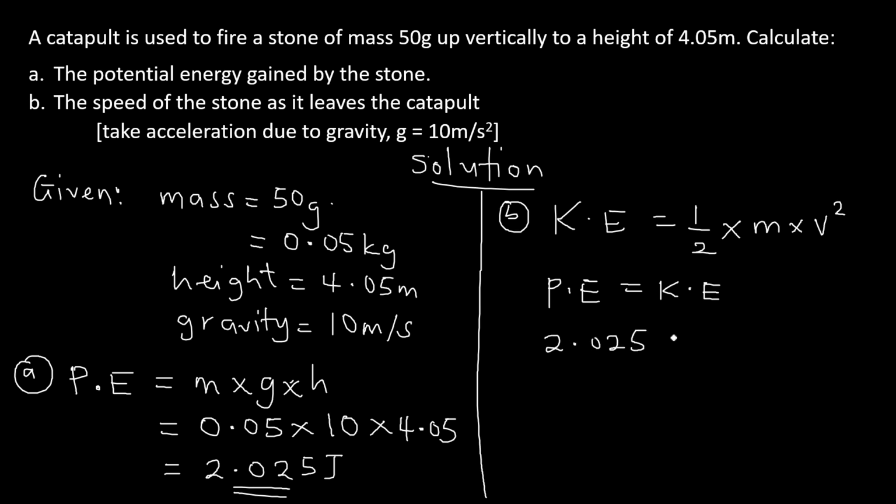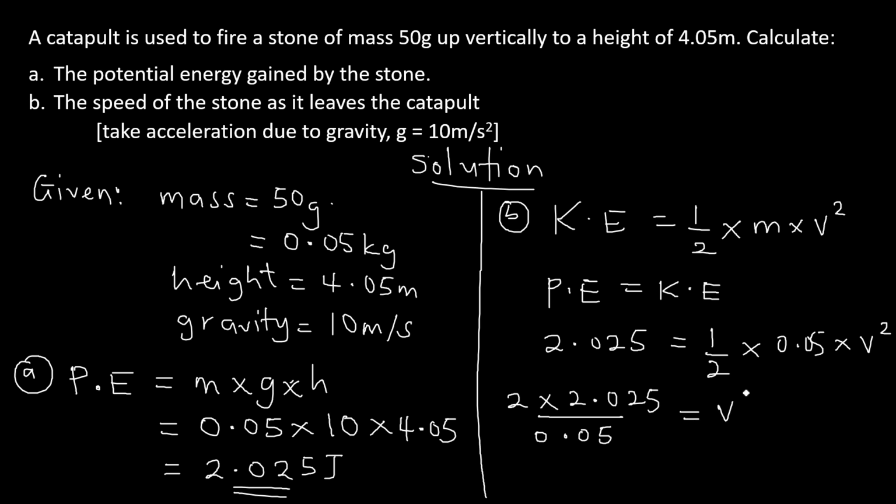So that means we can just put 2.025 joules equal to half times the mass. The mass is 0.05 kilograms, times V squared. So we'll just multiply through by 2 and divide by 0.05. And that should give us the value for V squared. So we have 2 times 2.025 divided by 0.05 should be equal to V squared.